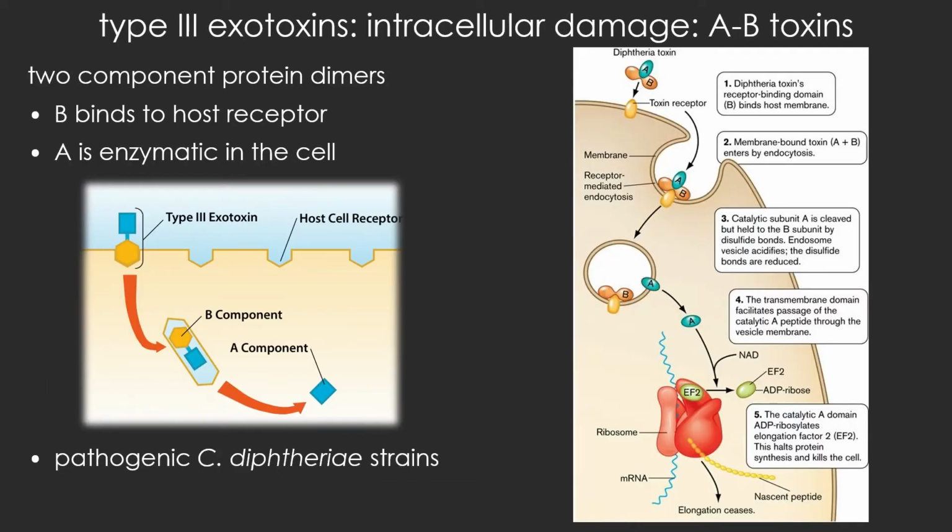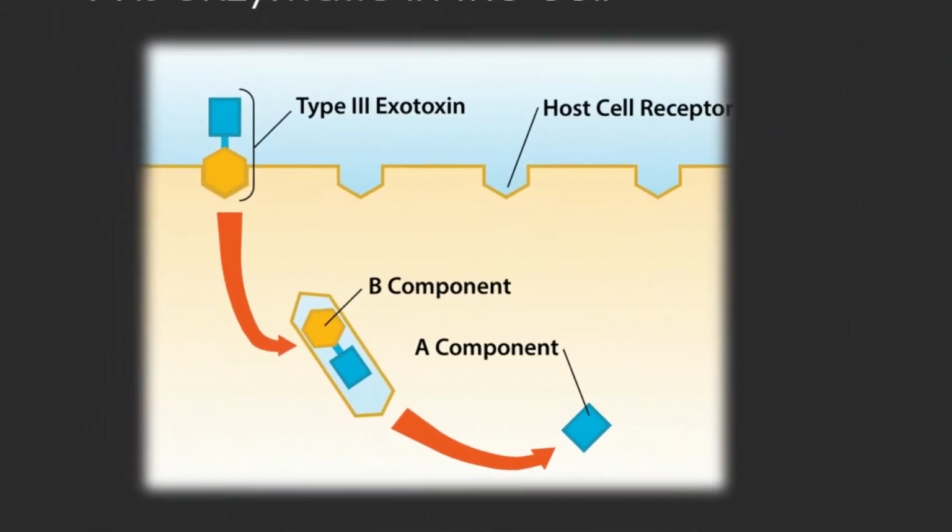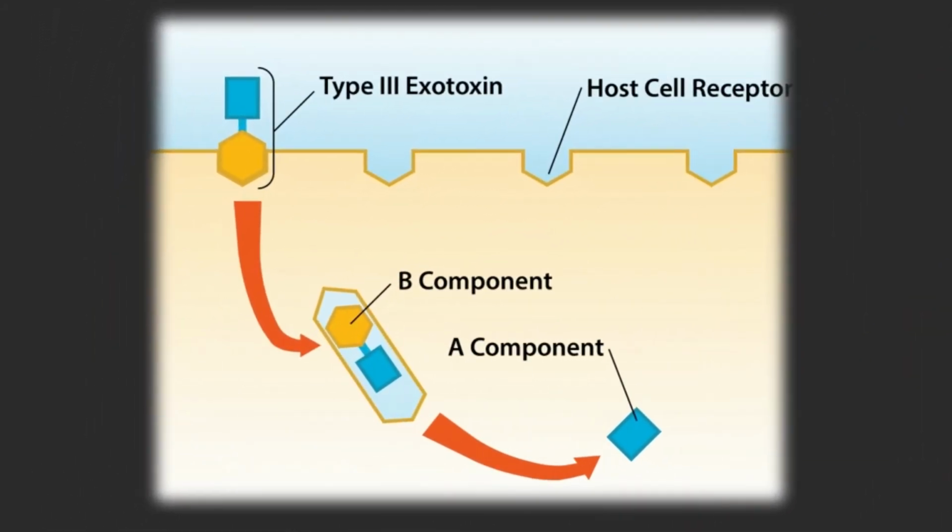The last kind of exotoxin we're going to talk about today is a type 3 toxin, and remember, all type 3 toxins have an intracellular effect. We're going to be talking about AB toxins, which are a type 3 exotoxin composed of two proteins in a dimer. So there's an A portion and a B portion. The B portion actually binds to the host cell, and that causes the entire complex to be endocytosed into the cell. And once it's inside the cell, the A component will be released and it becomes enzymatic in the cell. So that's how they're able to cause some intracellular issue.